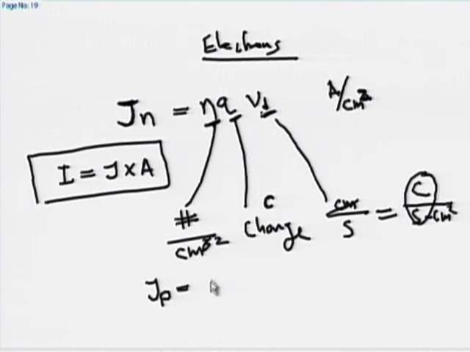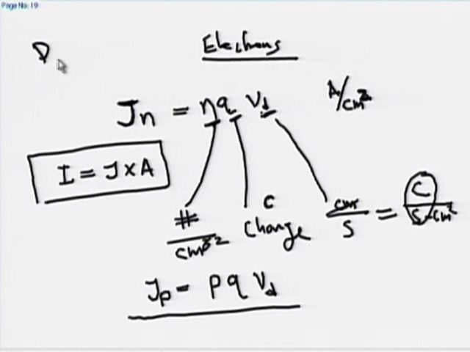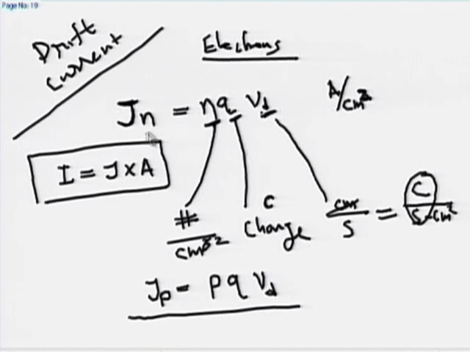N is electron concentration, let us say P is hole concentration, Q is the charge of electron. The charge of electron and hole is equal, so I'll have the q also, and the drift velocity. That's it. This is the expression, and I'm talking about the drift current. This is the drift current of electron and drift current of hole.